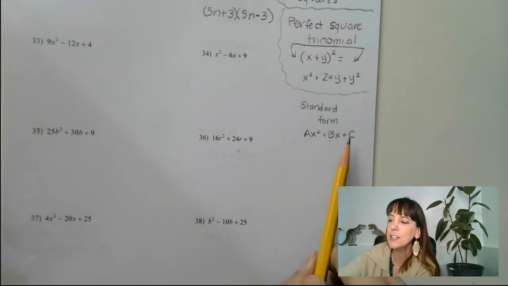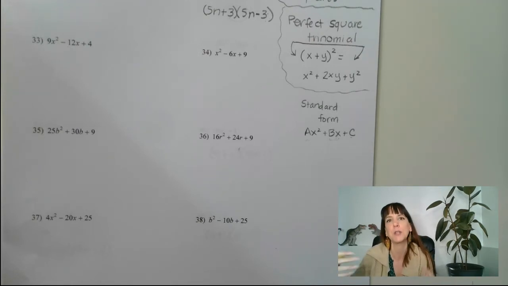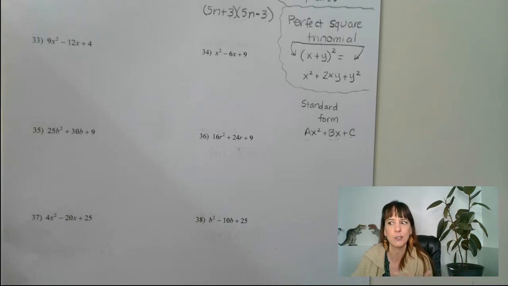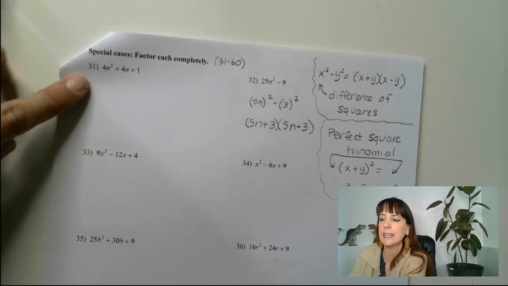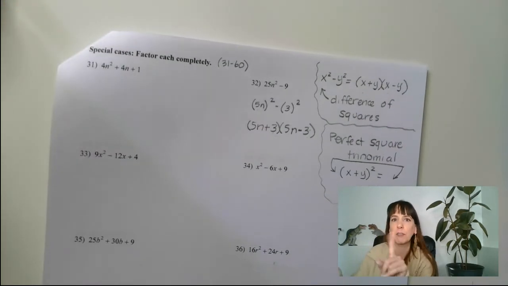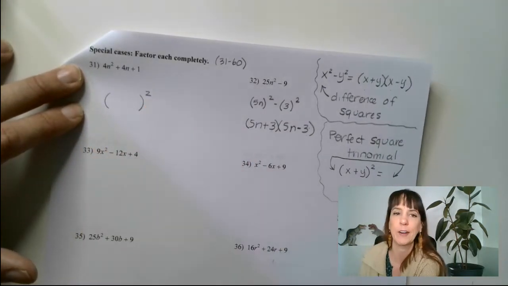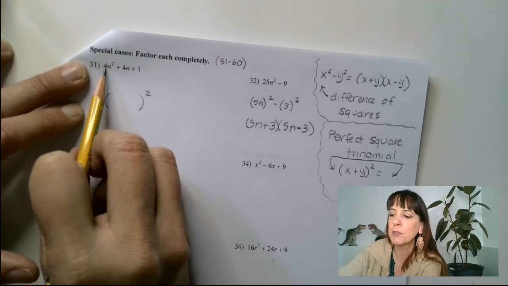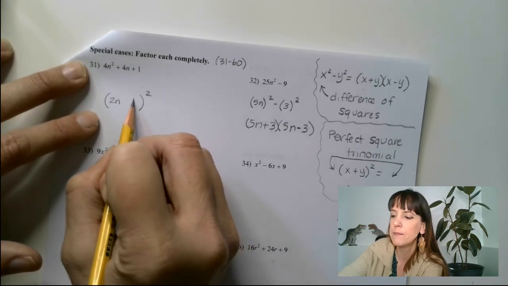So when your a and your c are perfect squares, and remember your perfect squares, 2 times 2, 3 times 3, 4 times 4. It's a good idea to have a cheat sheet handy so that you can double check those. But when your a and your c are perfect squares, much like this case up here, it's probably a perfect square trinomial, and we're going to double check that. What that means is we take this squared. This first one is going to be 2n, and then the square root of 1 is just 1.